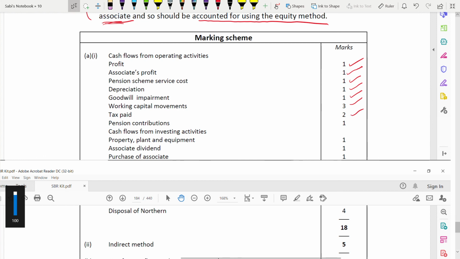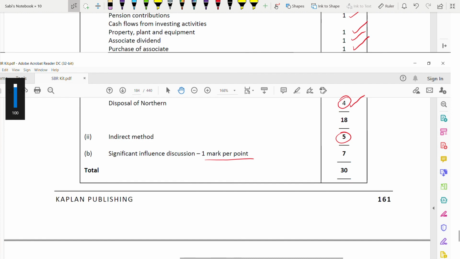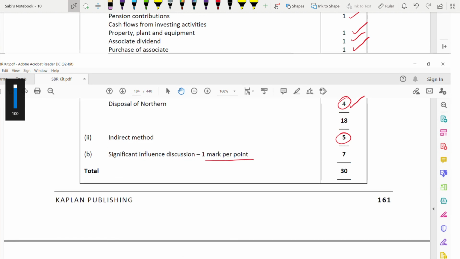Okay. Pension contribution 1 mark. From investing, PPE 1 mark. Associate dividend 1 mark. Purchase of associate 1 mark. Disposal of Northern 4 marks. See, because more working is required there. So indirect method 5 marks, you can give 5 different points, and significant influence 1 mark per point, you can give 7 different points. Okay, to discuss whether they have significant influence or not. Okay, 7 points, total 30 marks. So that's it with this question. See you in the next question, number 11.